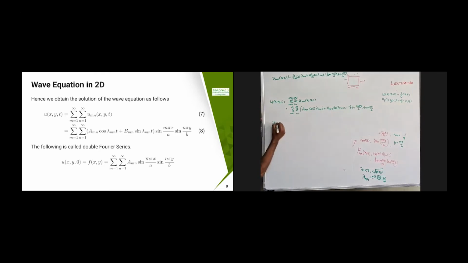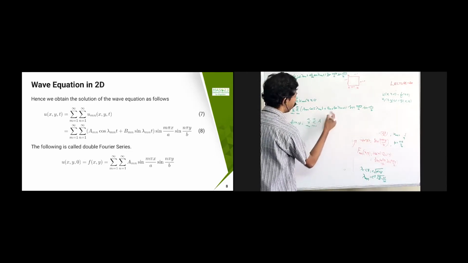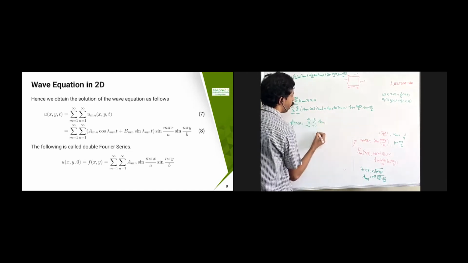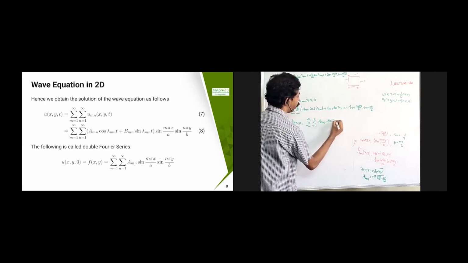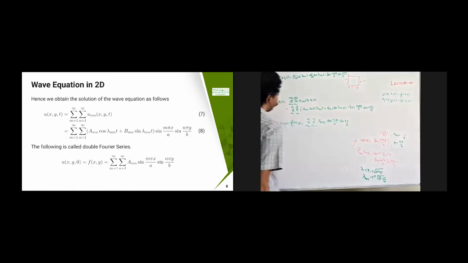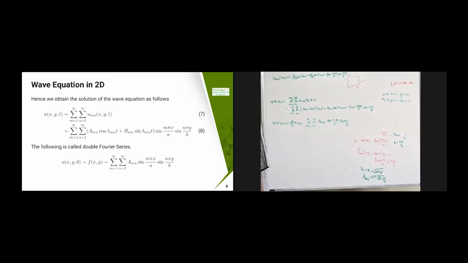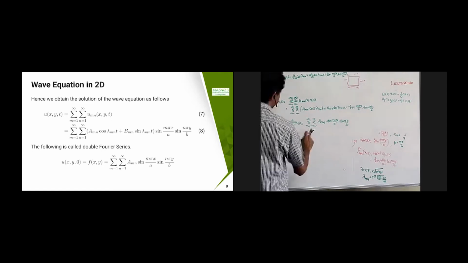So you are going to get u(x, y, 0), which is going to be f(x, y). f(x, y) equal to summation m equal to 1 to infinity, summation n equal to 1 to infinity. I am putting t equal to 0, therefore this is going to vanish. So the a_mn is going to be there: a_mn into sin(m pi x by a) into sin(n pi y by b). This series is called a double Fourier series.